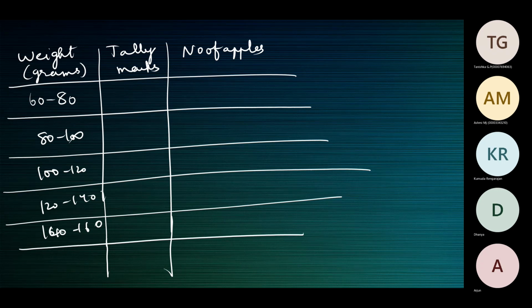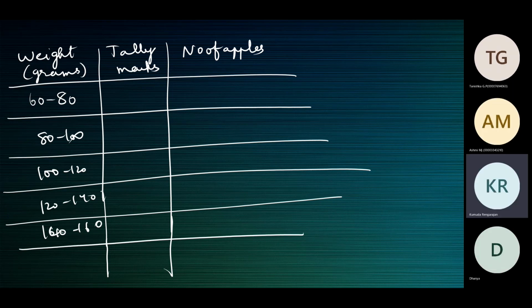For 60 to 80, it is 5, ma'am. Now just read out the numbers. 5, then after that 5, 13, 17, 10, 1, 3, 1. Oh, so you missed one class interval in the middle, is it? No, ma'am. 5, 13, 17, 10, 1, 0, 3, 1. Correct.